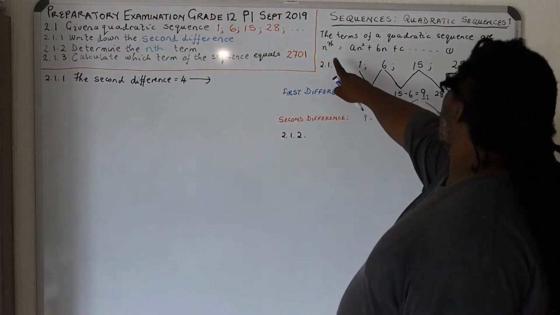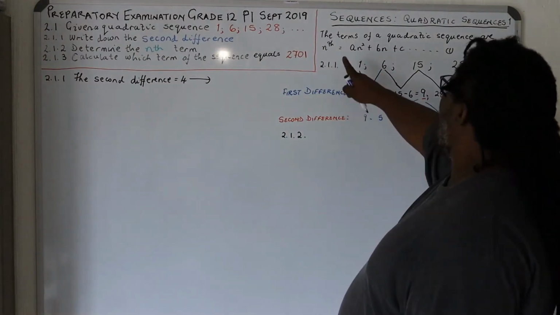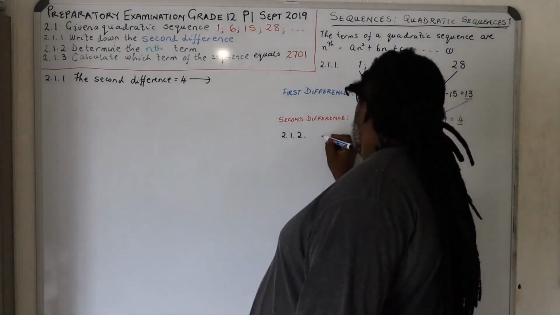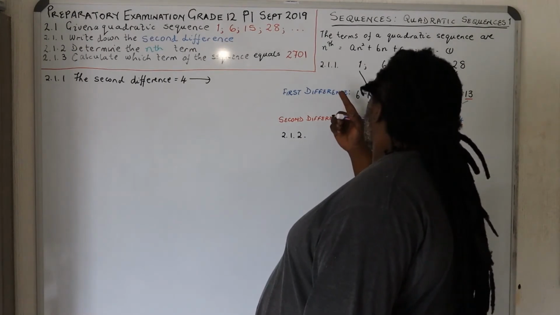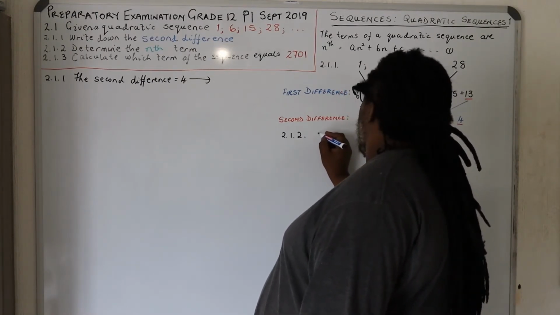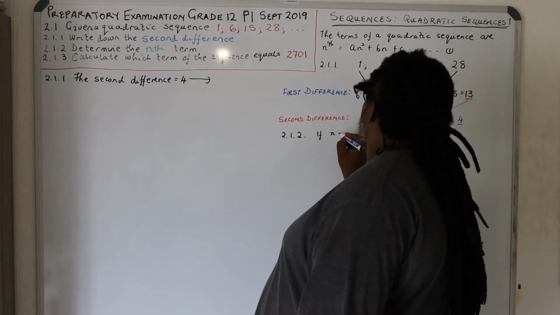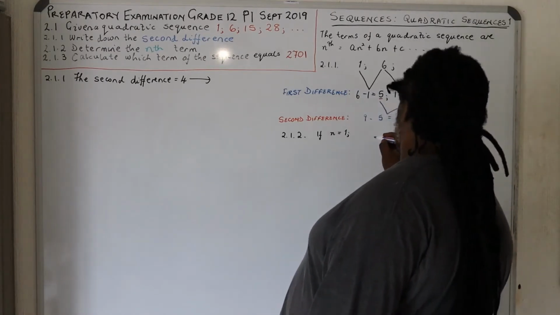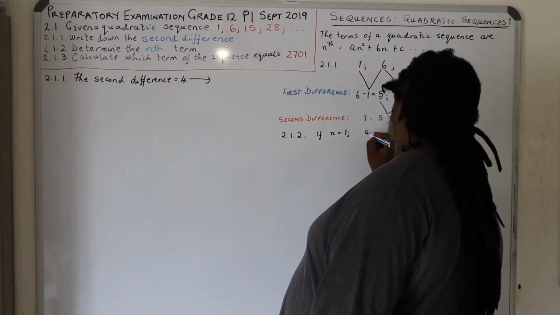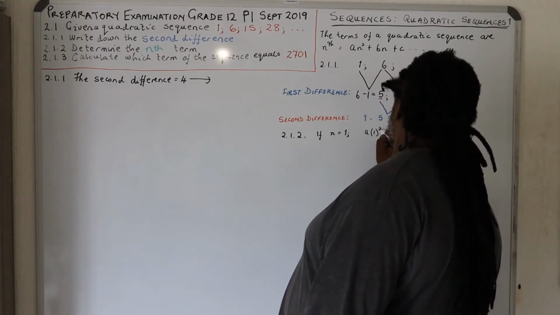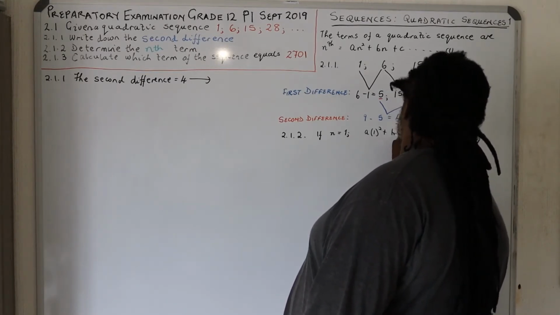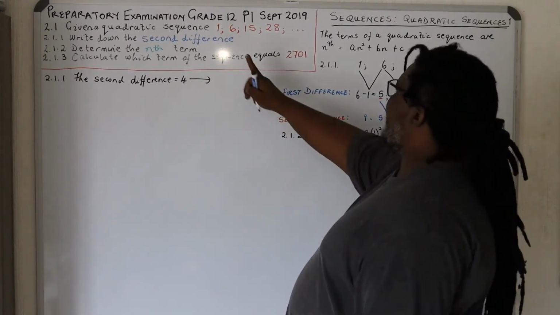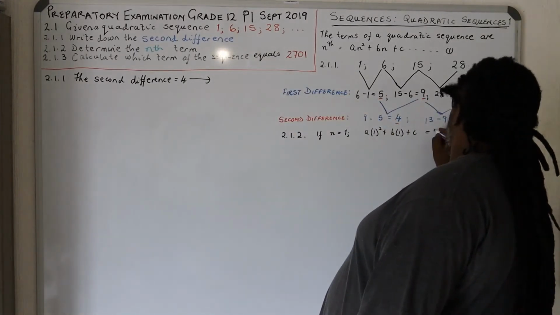So here we have said that the nth term is given by equation 1. So we are saying that if n is equal to 1, we have a bracket 1 squared plus b bracket 1 plus c is equal to the first term, which is equal to 1.